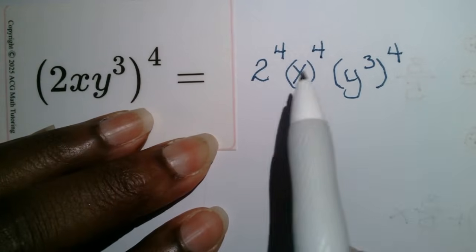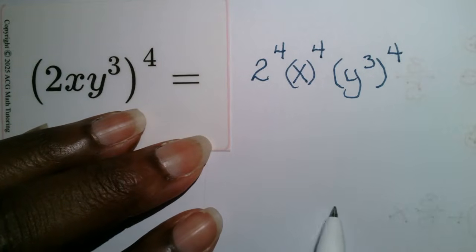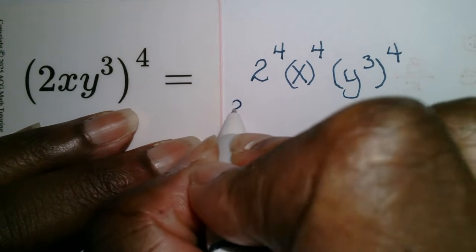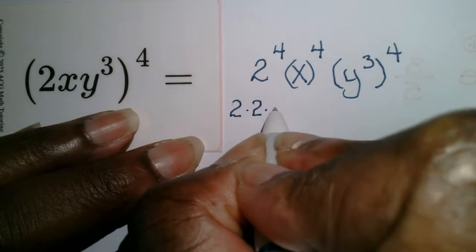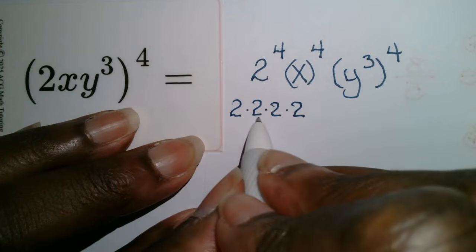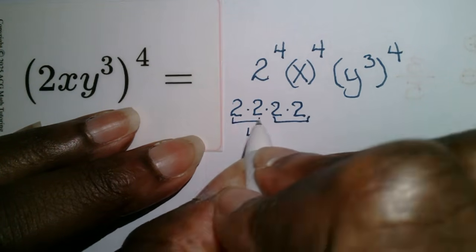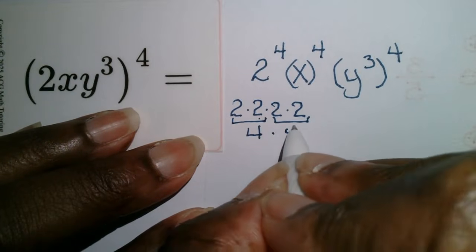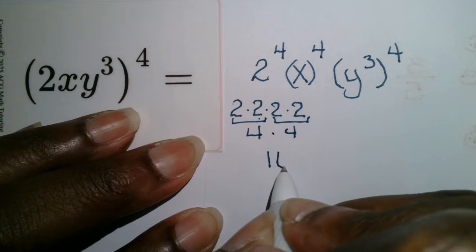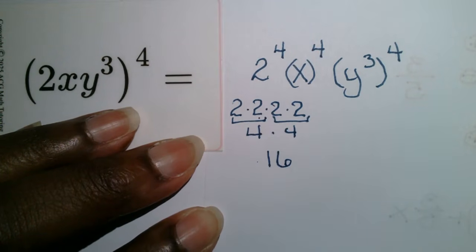Just come inbound. So 2 to the 4th power. That means 2 times 2 times 2 times 2. 2 times 2 gives me 4, right? We got 2 sets of those. So 4 times 4 will give us 16. This came from the 2 to the 4th power.